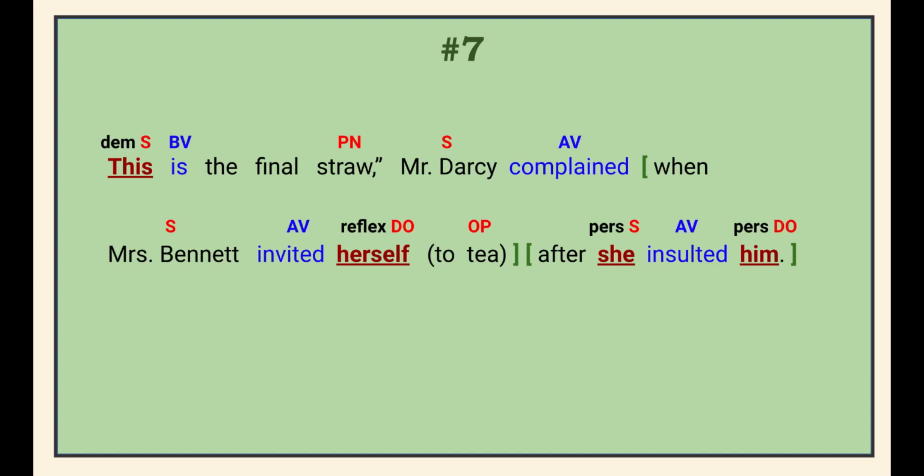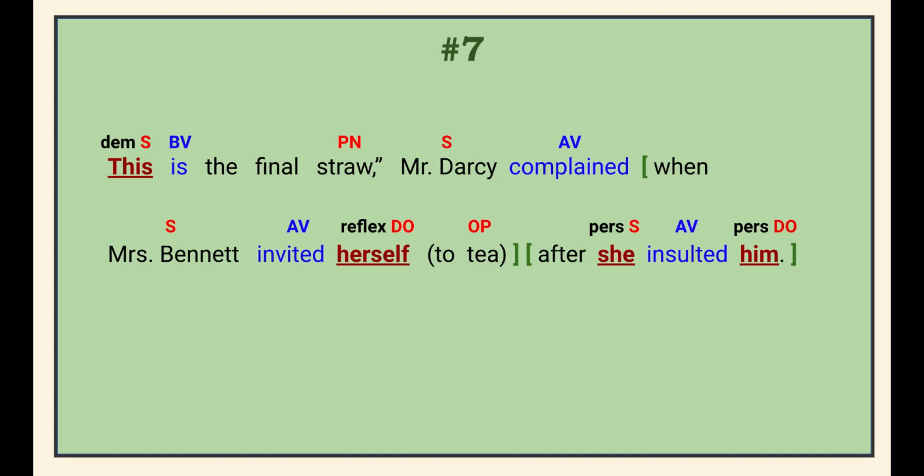Our next pronoun is herself. This is a reflexive pronoun that indicates Mrs. Bennet completed the action of inviting. It's also acting as the direct object. What did Mrs. Bennet invite? Herself.